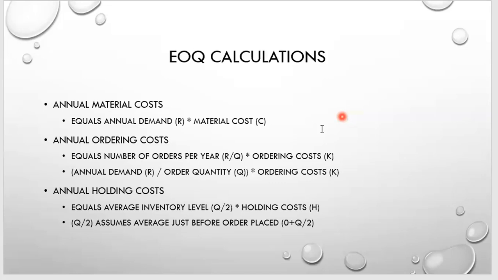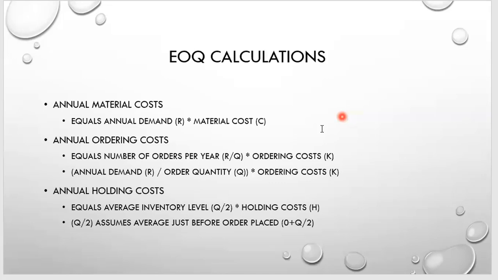So the number of orders per year is the total number of units needed divided by the order quantity. I'm sorry, I think I may have misspoke. By how much in each order. So in the previous example, if we had 10,000 and each order quantity was 1,000, then we have 10 orders per year. So that'd be 10 times the ordering cost, whatever the ordering cost would be. Forgive me for that slight misread.